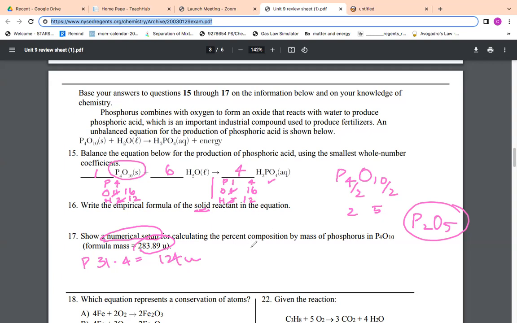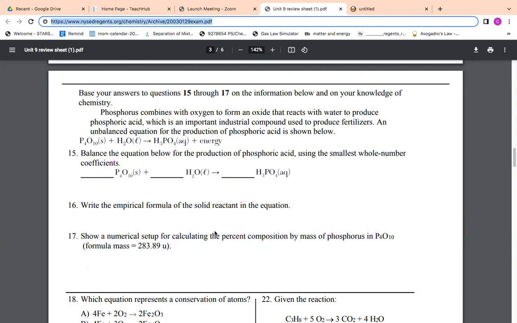Again, to set up for percent composition, it's always the part over the whole. So 124 U over 283.89 U. And then again, it is percent, so you have to multiply the whole thing by 100%. And this would literally be your answer. But you actually don't even really need to put the units. This would be totally fine. Also, what would have been acceptable would have been, instead of putting the 124 and multiplying them out, you can do even less work and just say that you have 4 times the mass of phosphorus. This also would have been acceptable. So either one is fine.